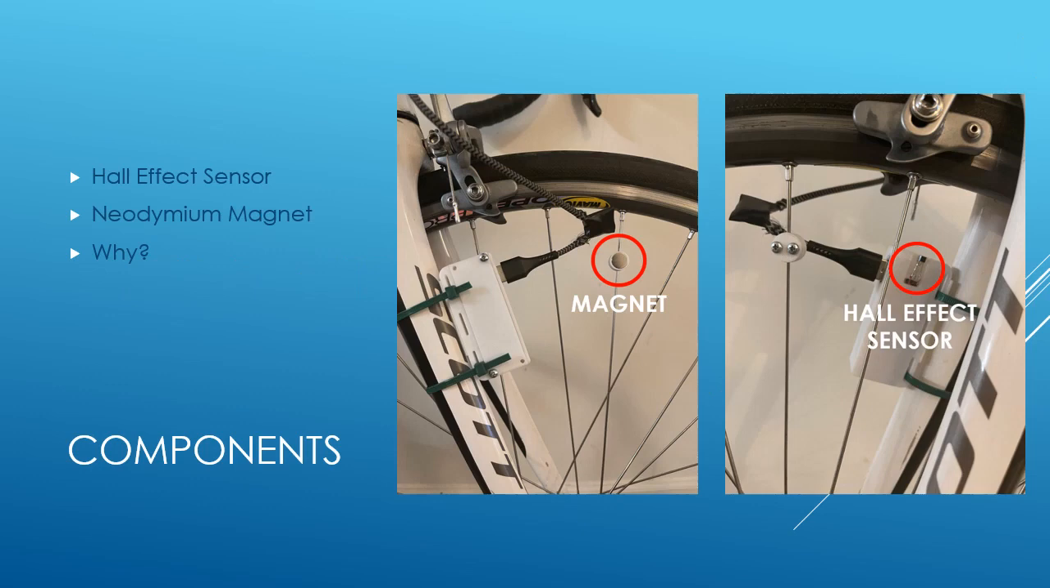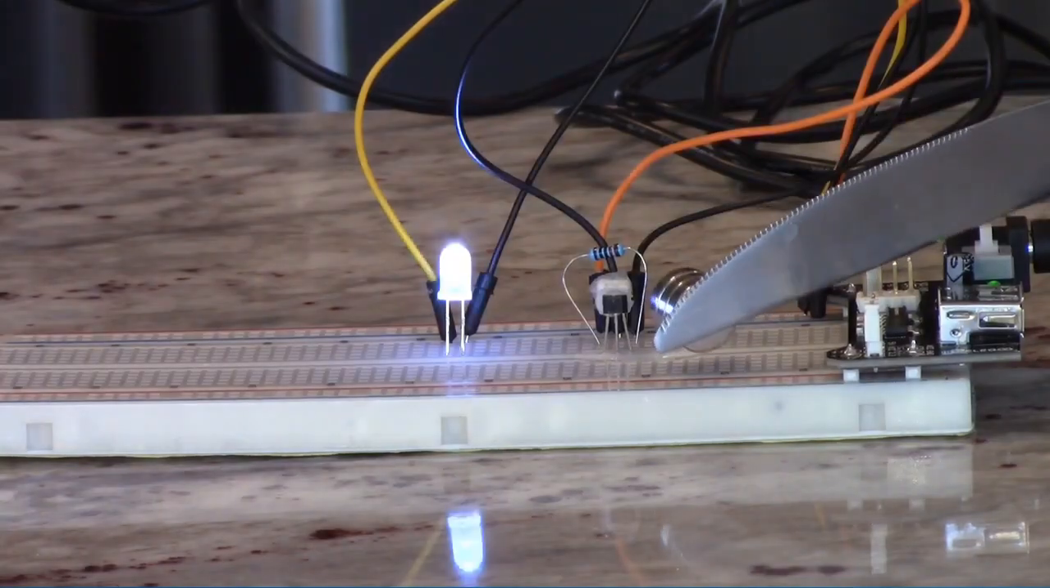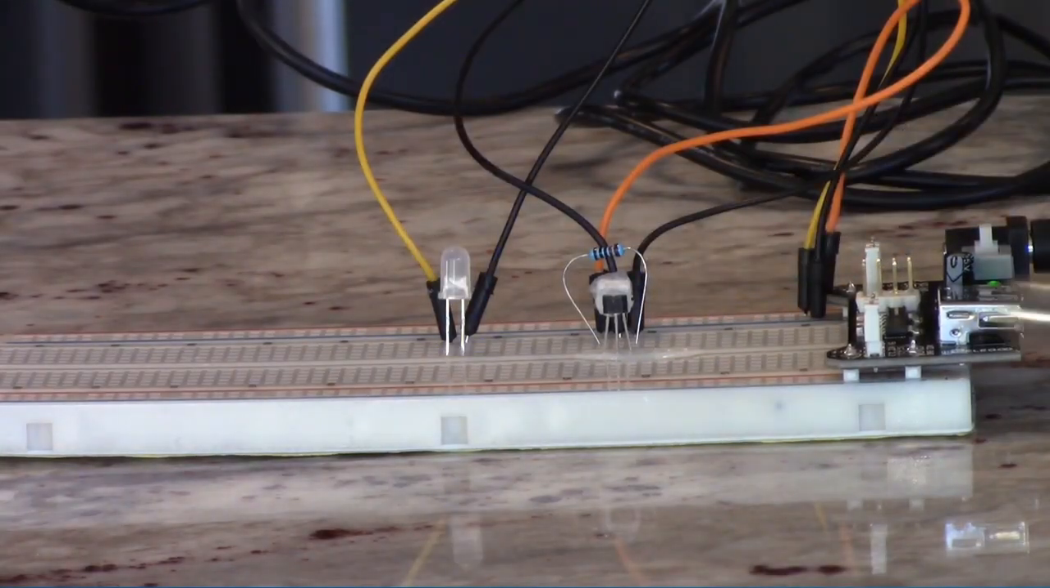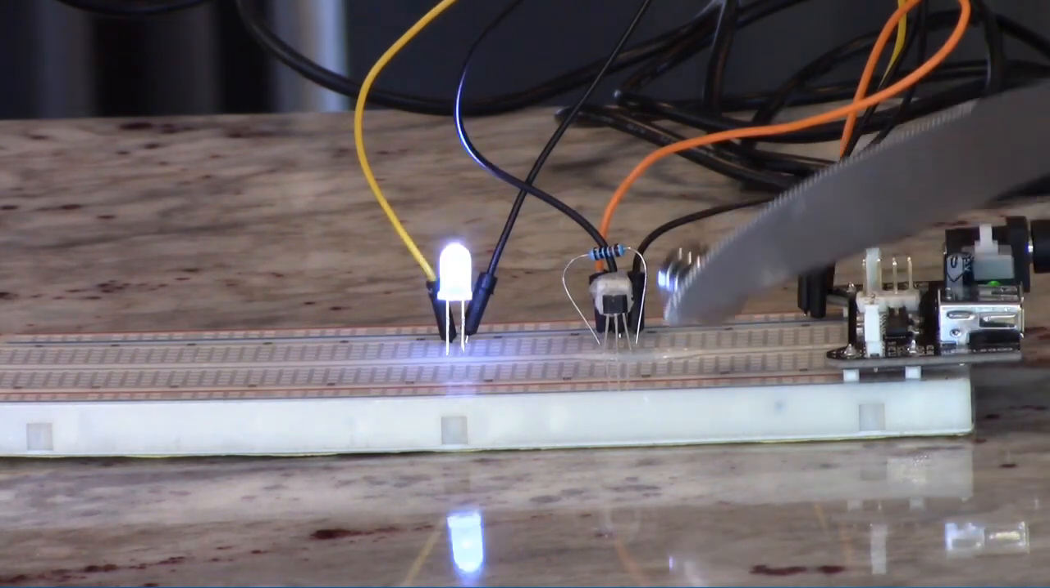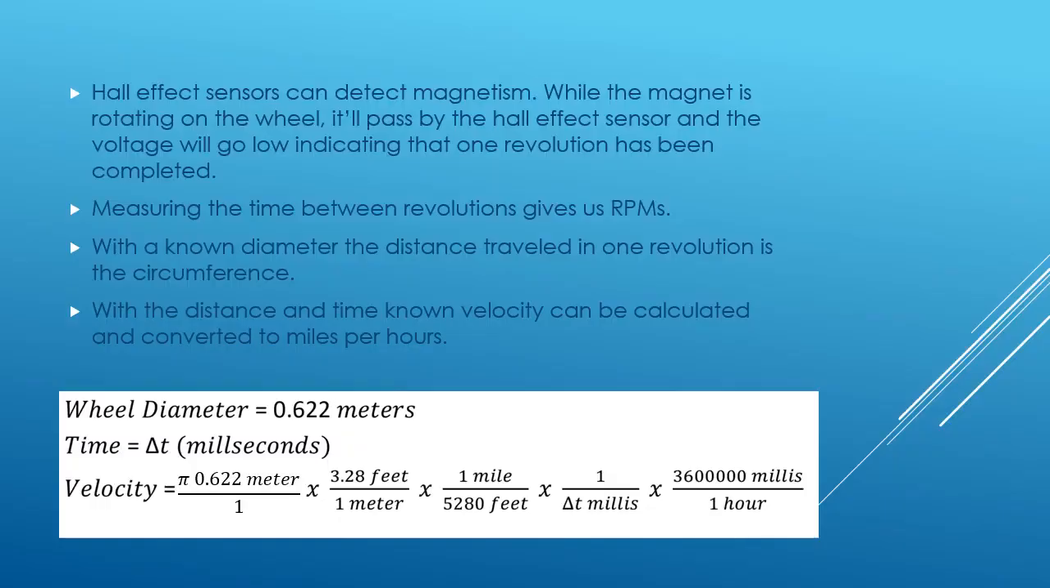To design the speedometer, a magnet was put onto the spoke of the wheel, and a Hall effect sensor was put on the bicycle's fork. But why did we choose these components? As you can see, the magnet turns the LED on when it's near the Hall effect sensor. Hall effect sensors can detect magnetism. While the magnet is rotating on the wheel, it will pass by the Hall effect sensor and the voltage will go low, indicating that one revolution has been completed.